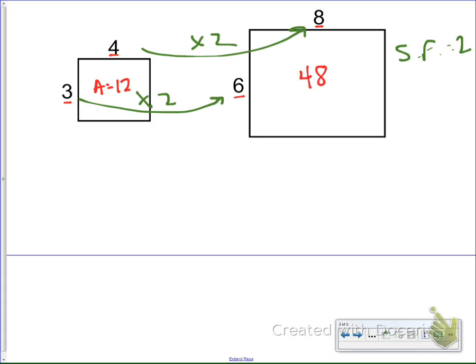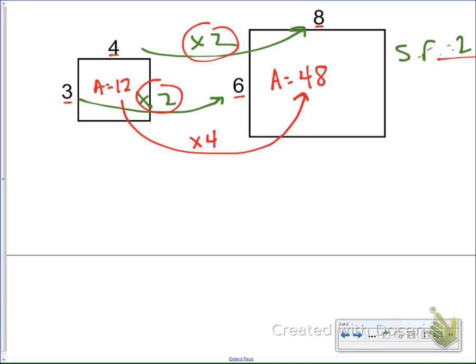Now notice, with our side lengths, my scale factor was 2, and I was multiplying by 2 because that's my scale factor. But with the area, we see something different. With the area, I have a scale factor of 4. The reason it's a scale factor of 4 is because it is a two-dimensional measurement, and what I'm doing is 8 times 2 and 6 times 2.